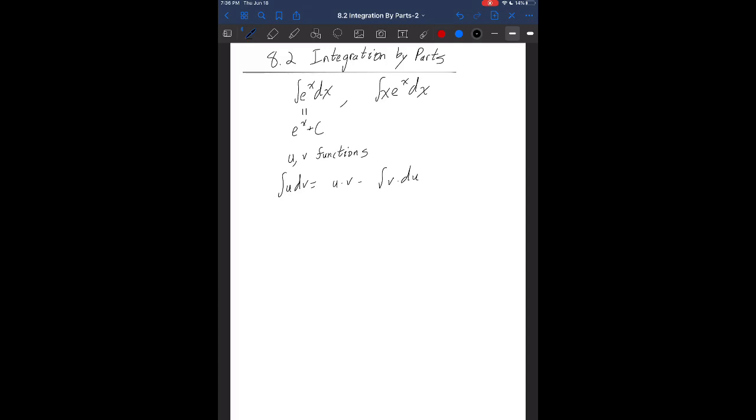So for the first problem, I claim that if we set u equal to x and dv equal to e to the x dx, this is going to work for this problem. Okay. So if we look at the formula we have on the right-hand side here, we have the u part. However, we don't know what v is. We will integrate dv to get v. And similarly, we will need to take a derivative of u to figure out what du is. So starting with the derivative, if we take the derivative of u, we're going to get that du is equal to dx.